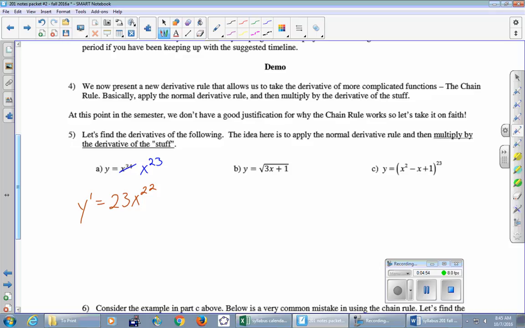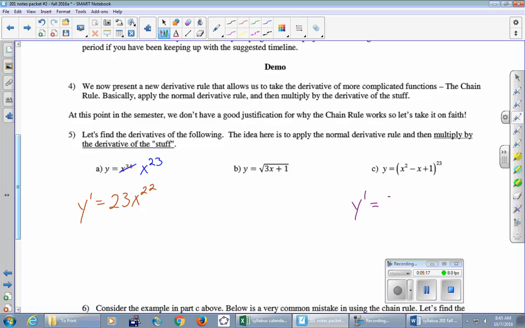We're going to skip ahead to part C, which says y equals x squared minus x plus 1 to the 23rd. If I don't look too closely in here, it's the same as the first problem, right? If this thing were just x, I would know how to handle it. So we're going to pretend that this stuff inside of here is just like the x.